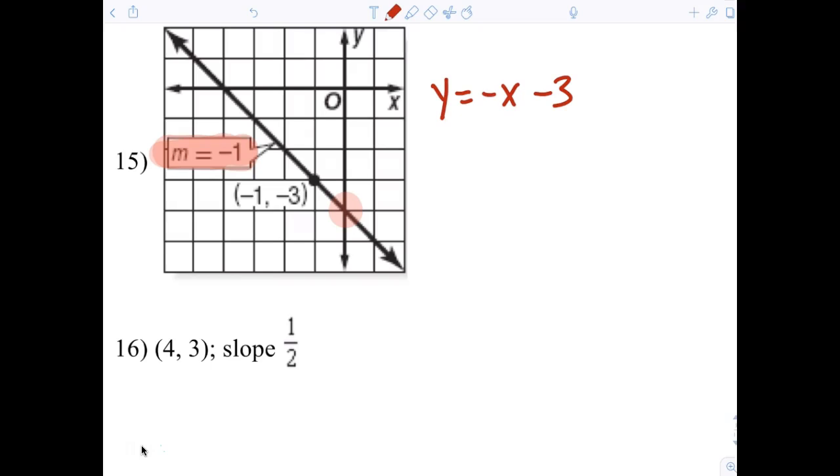Anybody? How would you know that it was -3? Because I looked right here. That's the y-intercept. You see that? Oh yeah. That is the y-intercept. Okay.